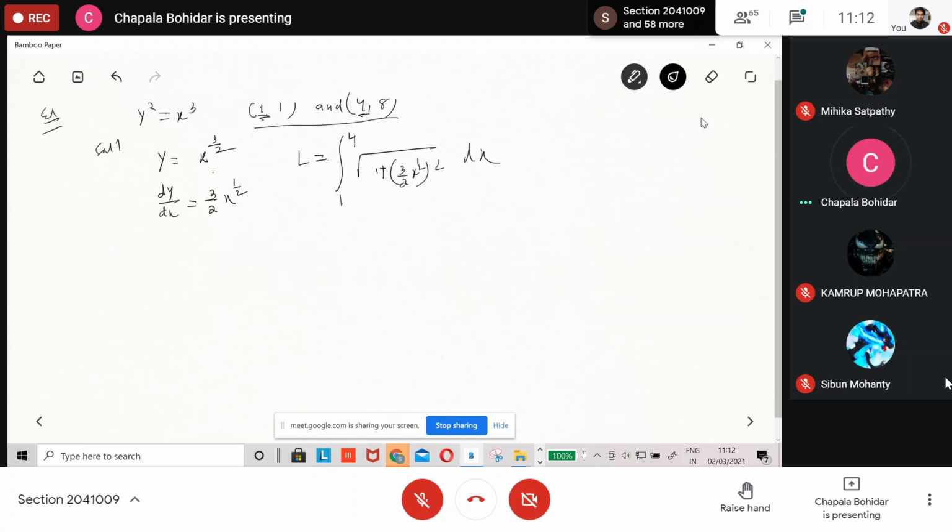After that, your duty starts: you find out the value. I'm going to write it down: integral from 1 to 4 of root over 1 plus 9 by 4 x dx. What will you do?